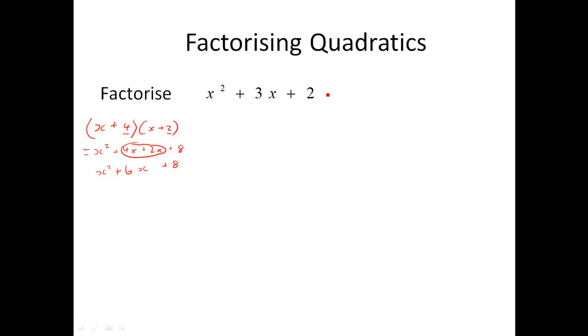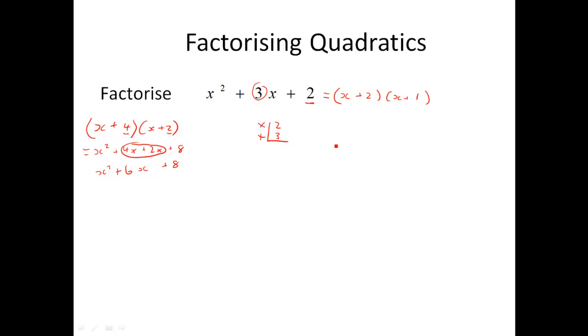So in this example we have here, we're looking for two numbers that add to give me 3 and multiply to give me 2. So one way you can set this up is just to set it up and say times plus, they must multiply to give you 2 and add to give you 3. And obviously the two numbers that multiply to give you 2 are 2 and 1, and they also add to give you 3. So that is the factorised form of that particular quadratic.